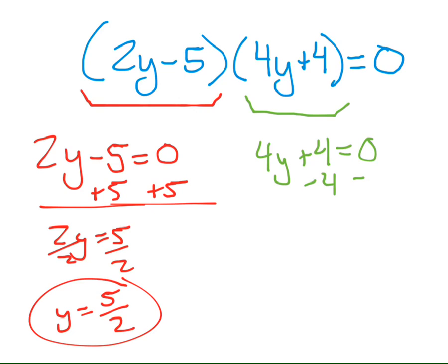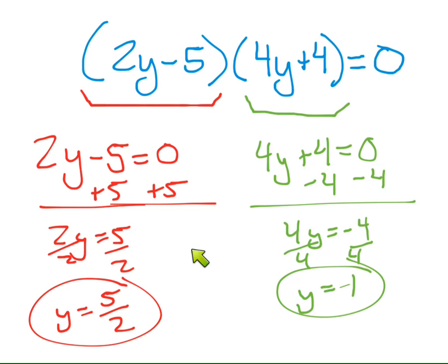Right. Subtract 4 from both sides. I get 4y equals negative 4. Divide both sides by 4. And the other answer is y is negative 1. If I want to check my answer, I plug it in. 4 times negative 1 is negative 4, plus 4 is 0. I don't care what this is because 0 times anything is 0. So those are my two solutions to this equation.